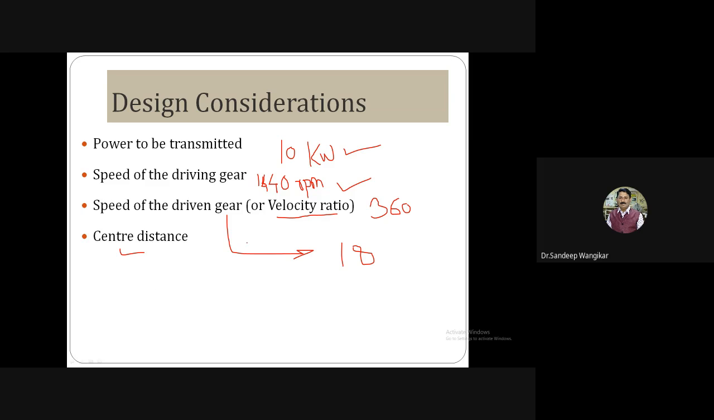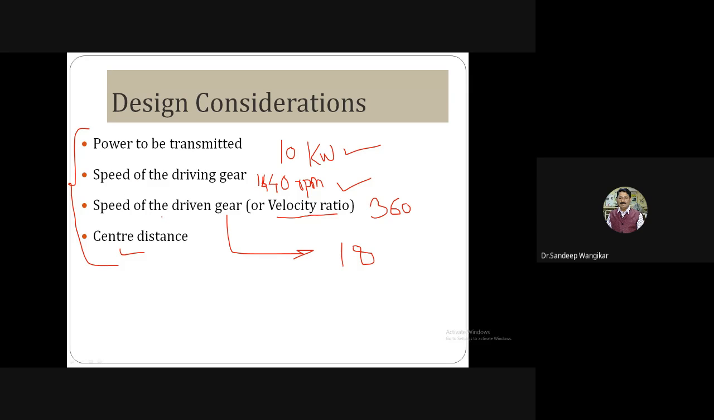So if you know basically these four things, then we can go for design of a spur gearbox, design of a gearbox with helical gears. So these are the important four points or design considerations for design of a spur gear or any type of gear.